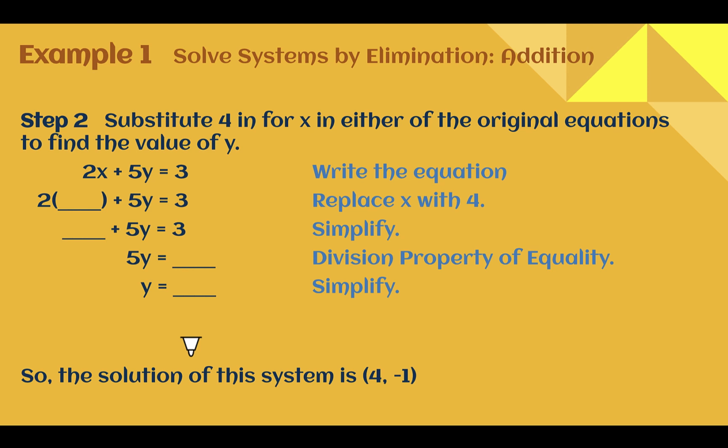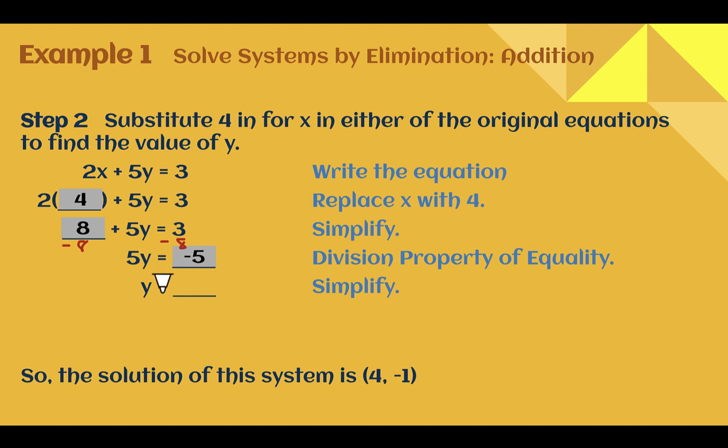Now that I know that x equals 4, let's substitute that value into either of the original equations. So here we have 2x plus 5y equals 3. I now know that x equals 4. So 2 times 4 is 8. 8 plus 5y is equal to 3. Subtract 8 from both sides. 3 minus 8 is negative 5.